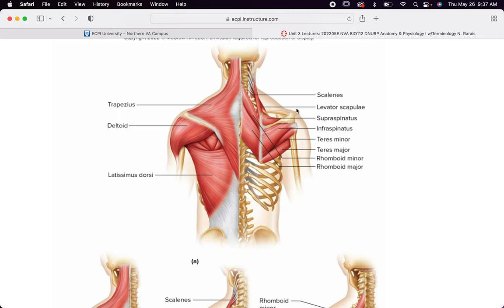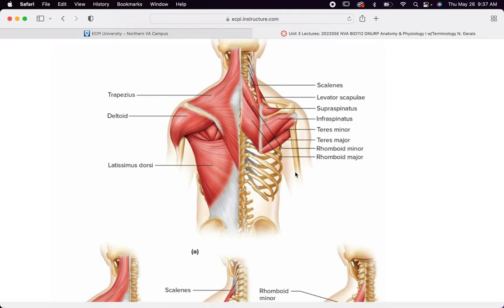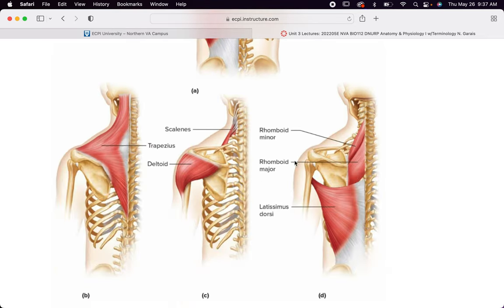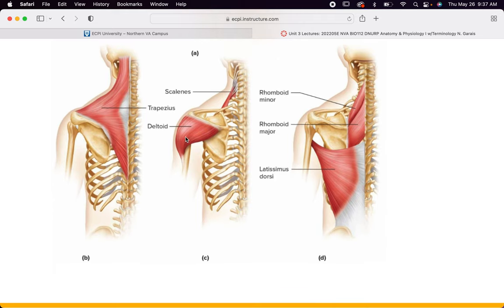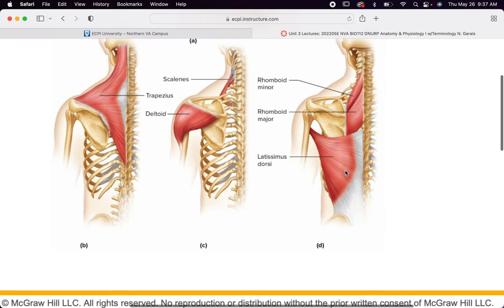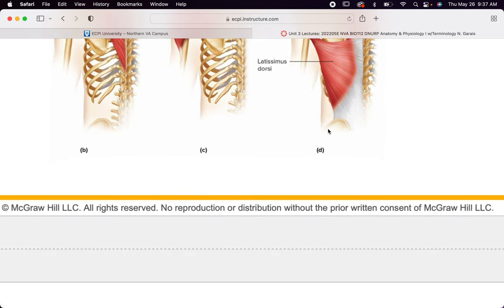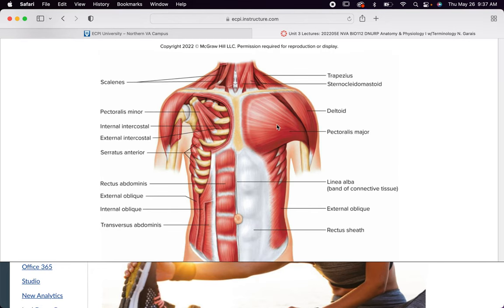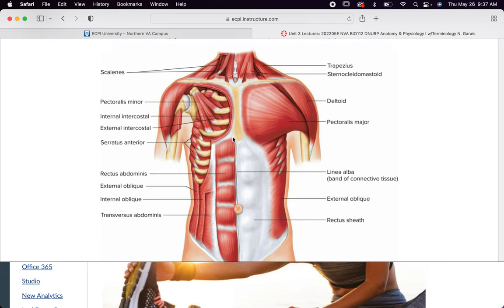So I could ask you what a levator scapulae will do to your shoulder blade. And of course, it'll lift it up. And here's your rotator cuff muscles. Must know trapezius, must know deltoid. Your scalenus, nice to know. Rhomboid, nice to know. Trapezius again, deltoid, right? Your pec major, okay?